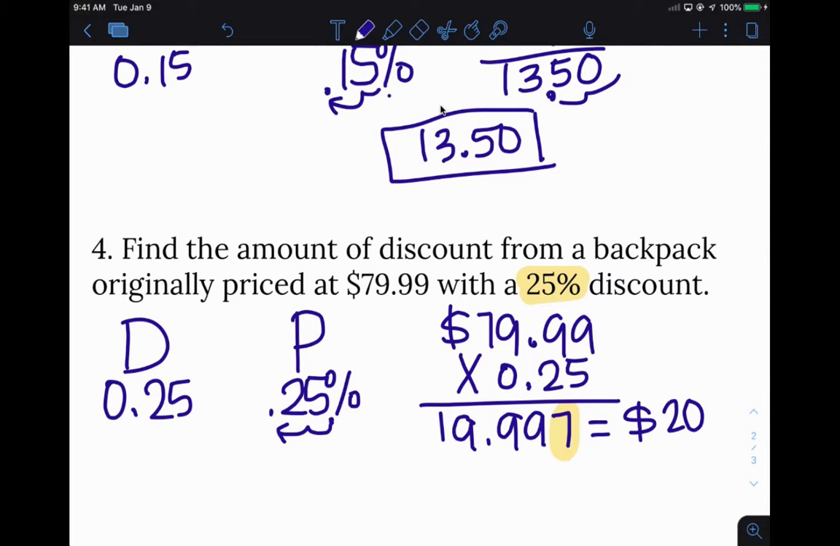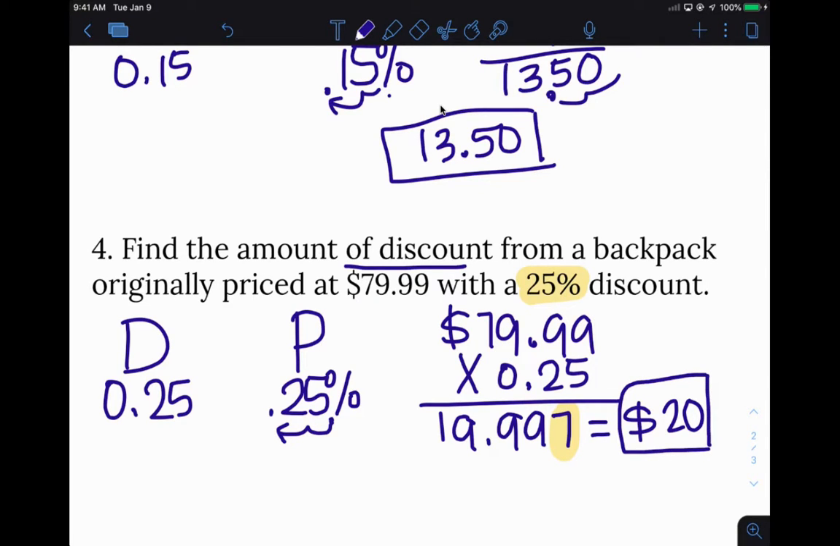Let me see. Are they asking me for the sale price? It says find the amount of discount. Like how much is the discount? But the discount is $20, right? That's how much we will save. It doesn't say for us to find the sale price, like how much you're paying. So for a problem like this, that is already our answer.